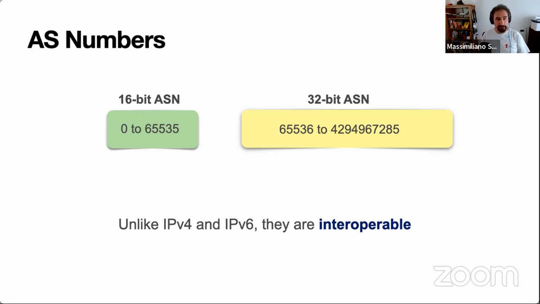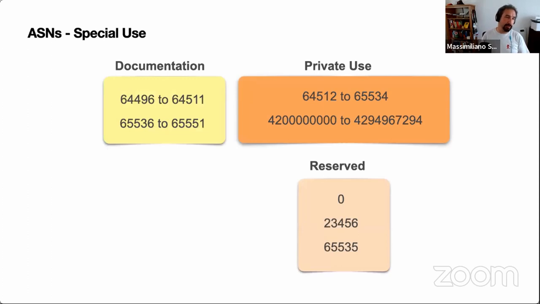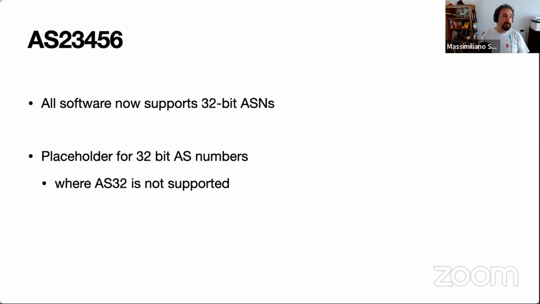There's one limitation to having 32-bit ASNs, and we'll see it later, which is how you can use communities. That's why at internet exchange points, it's preferable to have 16-bit ASNs, but we'll get to that. ASNs have some numbers reserved for special use, for documentation, or for private use, both in the 16 and 32 bits. And there are special reserved ASNs: zero, which no one can use, 65535, which used to be the last one of the 16-bit ASNs, and then 23456, which was used for interoperability.